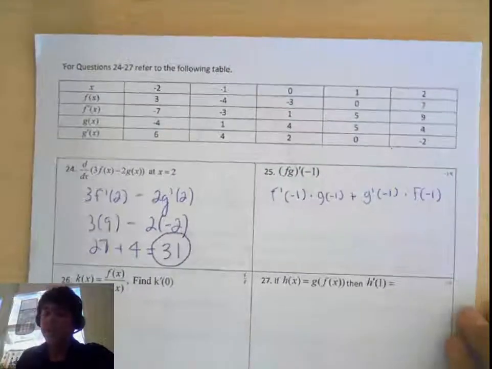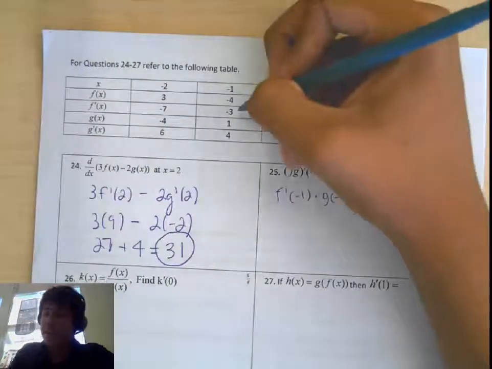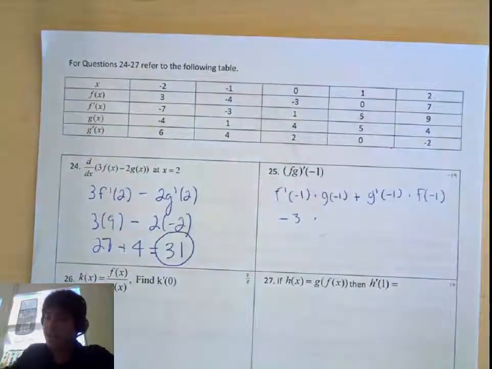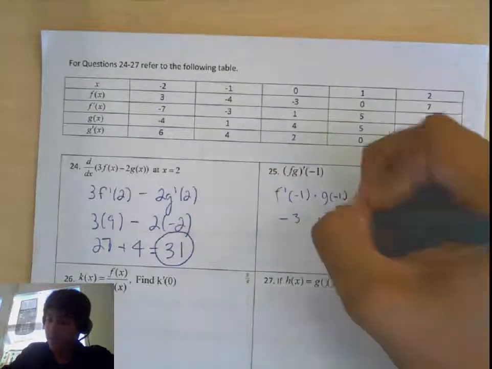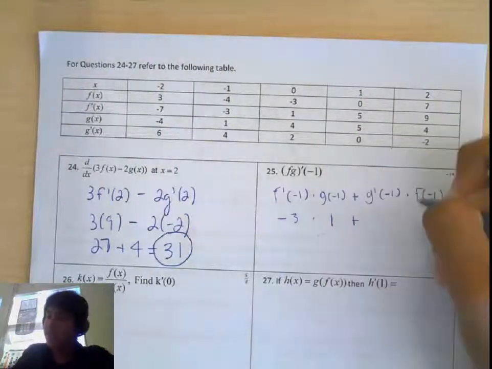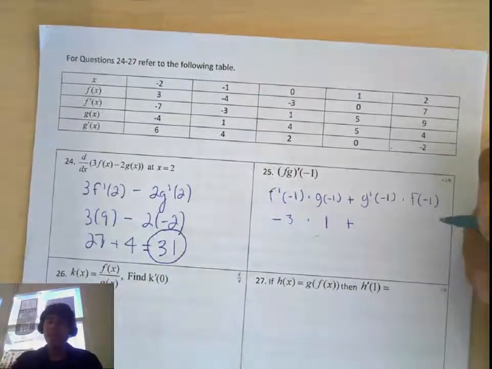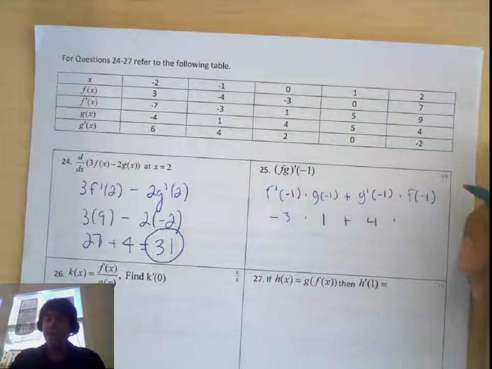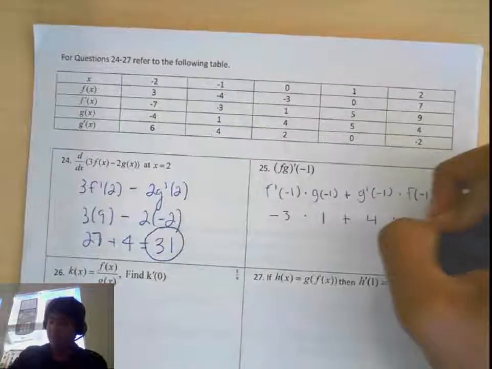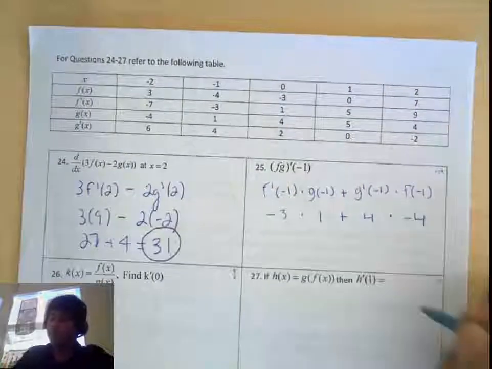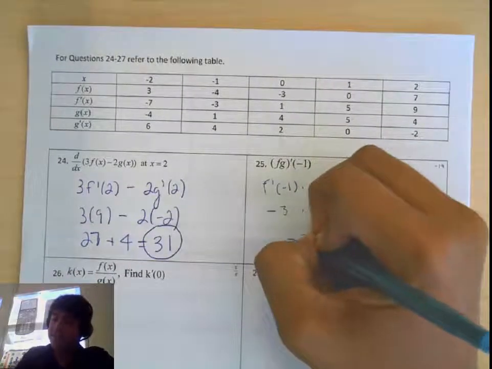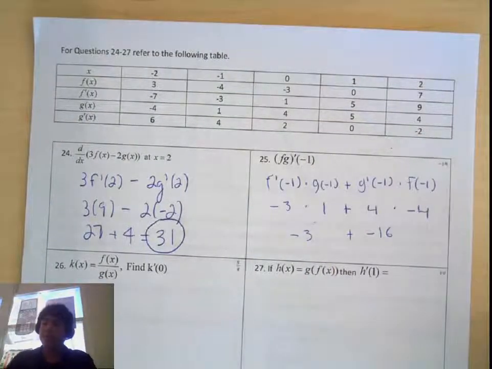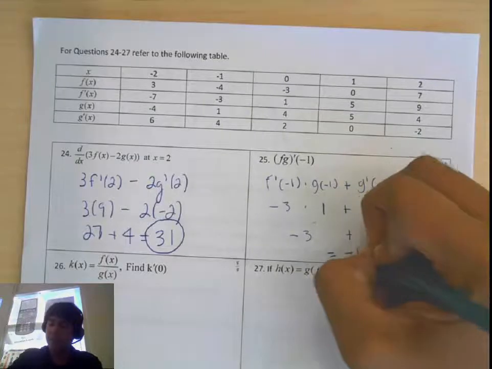So we have f prime of negative 1 is going to be negative 3 times g of negative 1, which is going to be 1, plus g prime of negative 1, which is going to be 4, times f of negative 1, which is going to be negative 4. Now we multiply these across with each other. Gives us negative 3 plus negative 16, which gives us a total of negative 19.